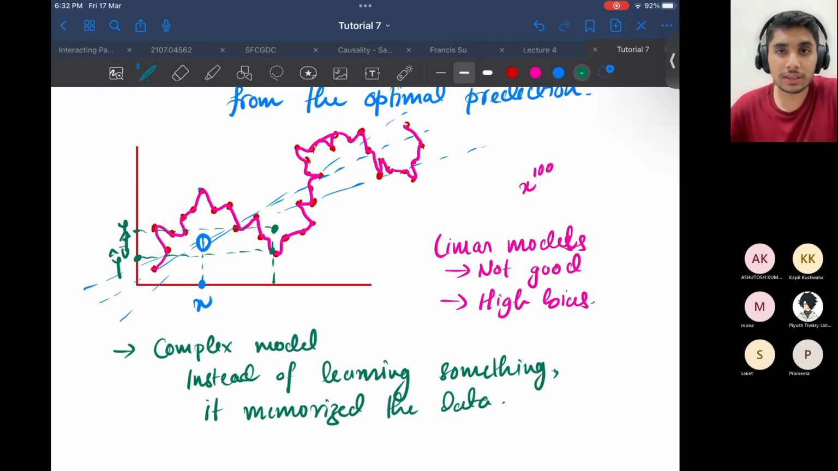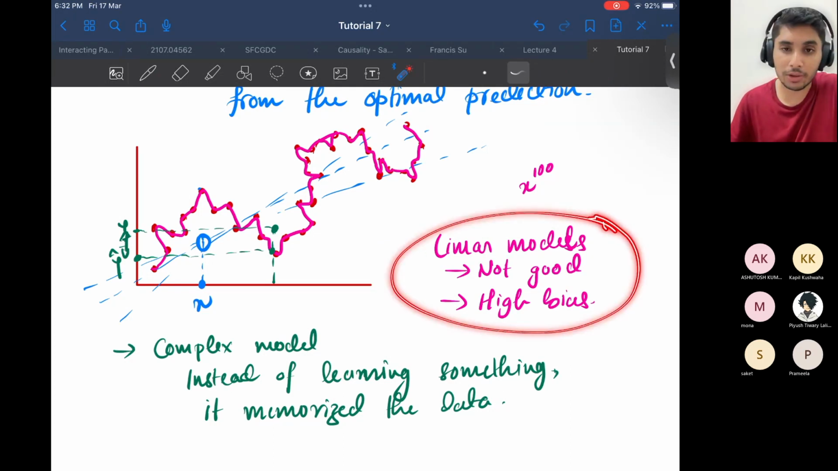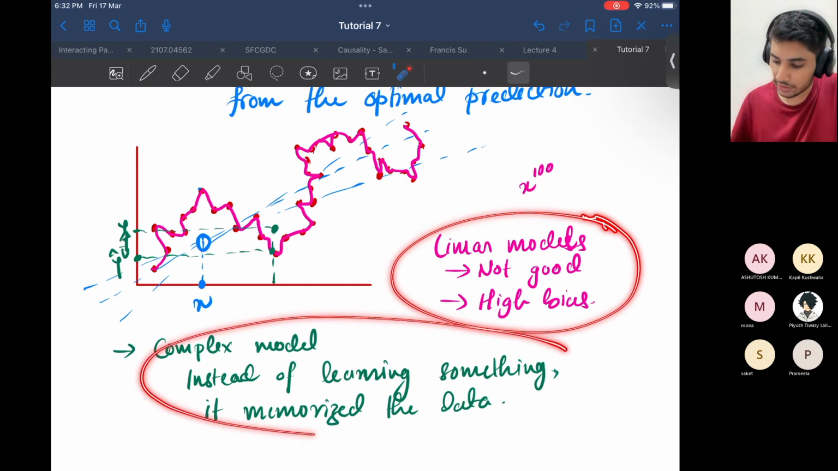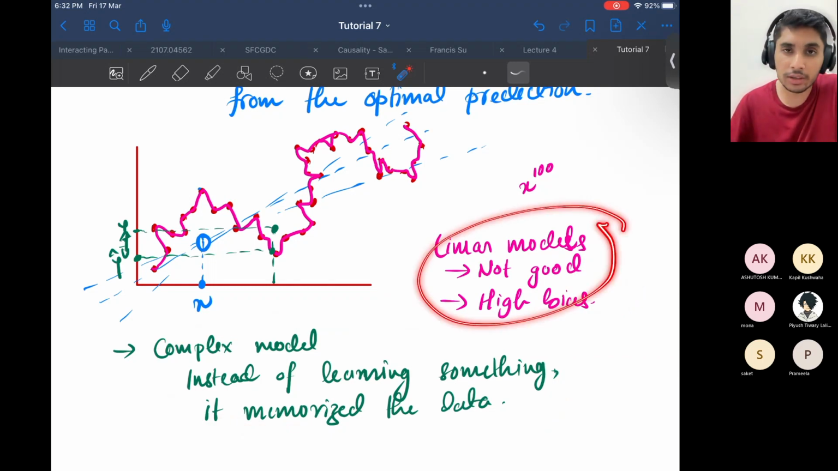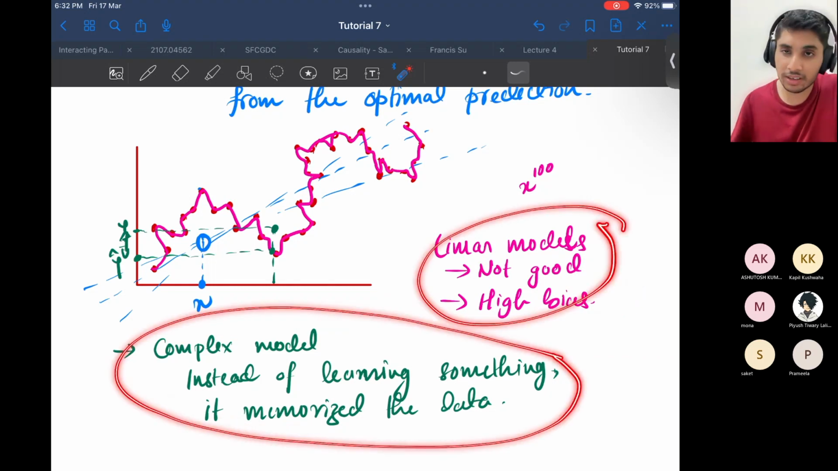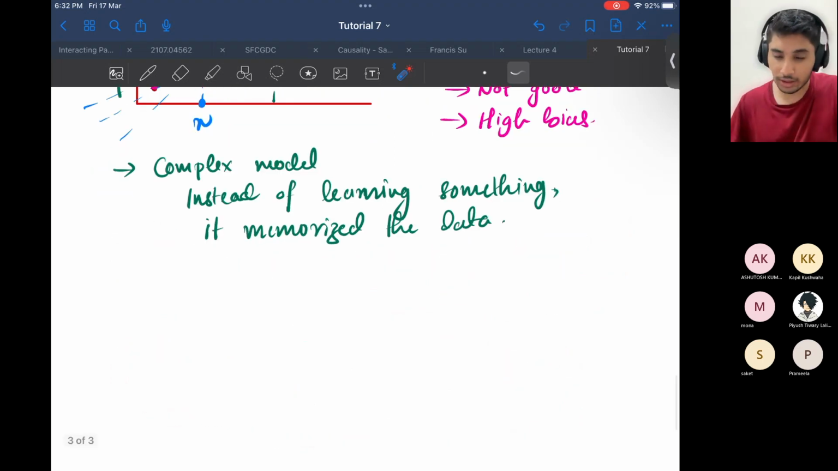So this is the issue with using very complex models as well. The gist of the story is that you cannot use very simple models like linear models, neither can you use very complex models. Both of them have their own disadvantages. Linear models don't fit well. Complex models fit overly well, and hence they don't learn anything, and they are able to just memorize the data.